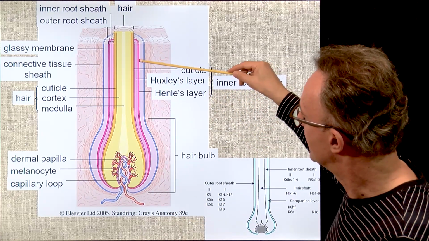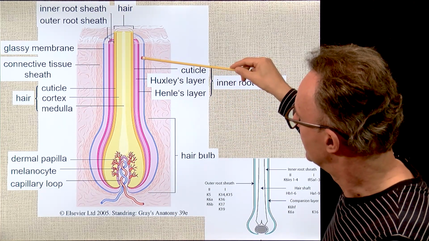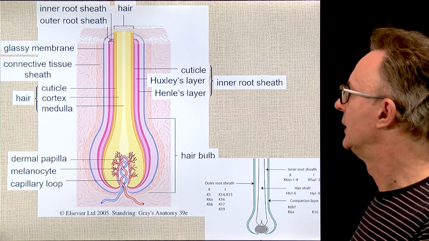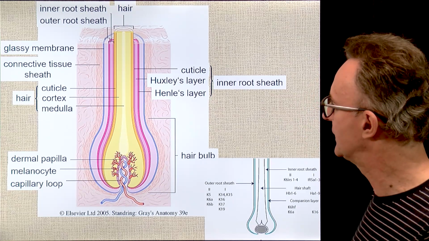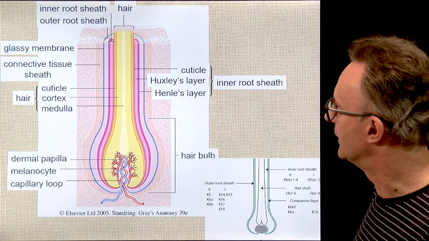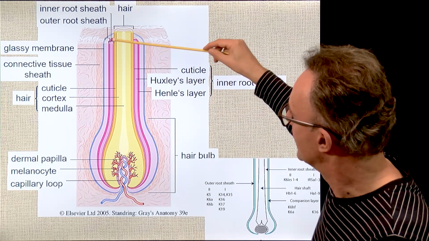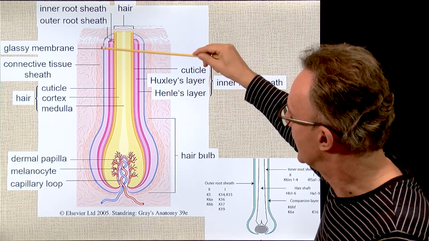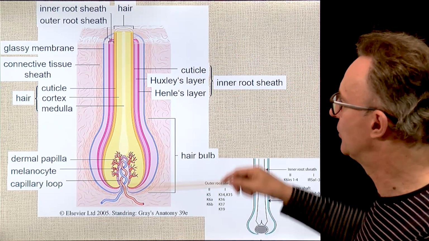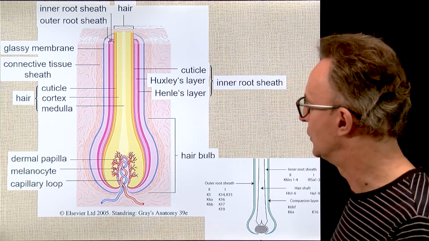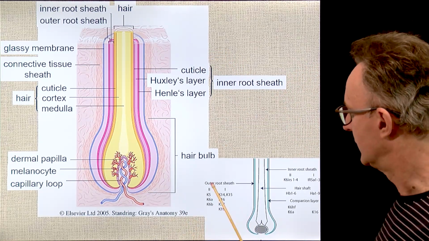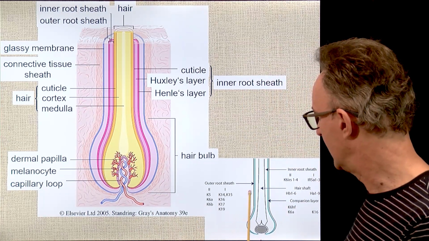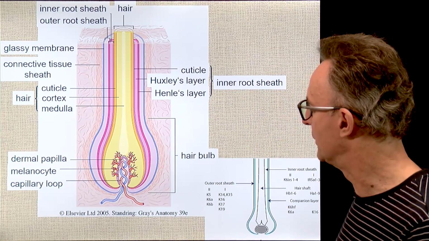Then we have the outer root sheath, which basically corresponds to the lower two layers of the epidermis, so the polygonal layer and the basal layer. Then we have the glassy membrane, which is regarded as the basement membrane of the epithelium, and then we have a connective tissue sheet around. It lists the several types of keratin, not necessary to know, but we have different keratin as in the epidermis.